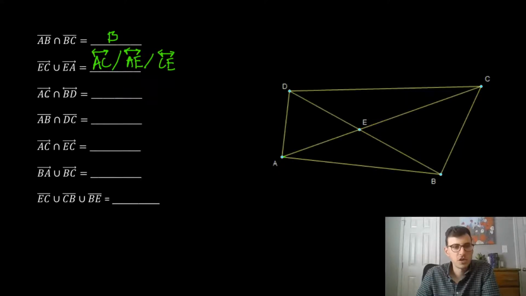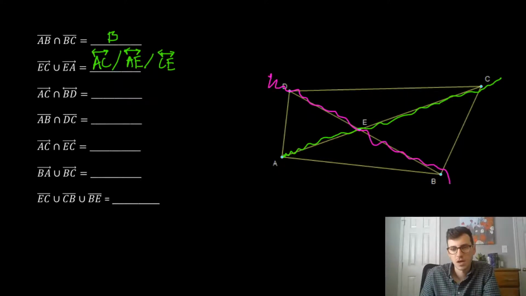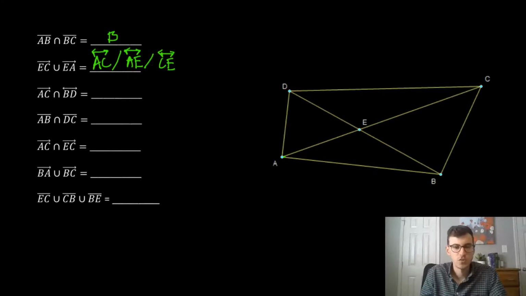Okay, let's look here at ray AC intersected with line BD. So AC, ray. Again, that goes past. And line BD kind of starts out there and goes past. Okay, what's the intersection there? Meaning all the points that those two have in common. Well, it's just point E. It's this point here in the middle. So, yeah, it's point E. Pretty straightforward, I think.